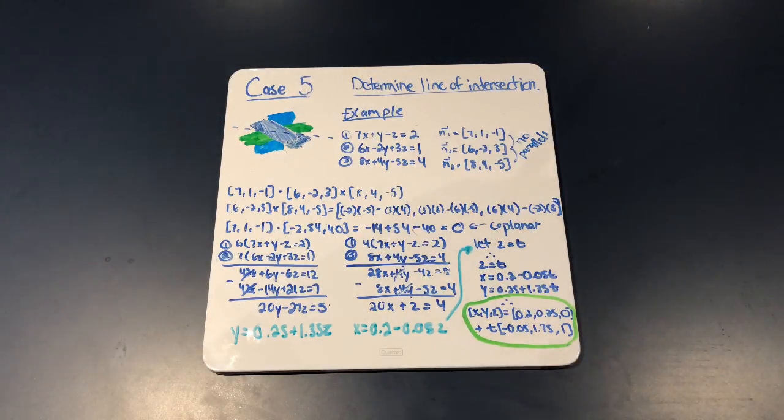Basically, what this does is make it easier for us to plug in a value and get some numbers out since they're all in one variable. So what we have here is now the line of intersection, which is (x, y, z) = (0.2, 0.25, 0) + t(-0.05, 1.35, 1). And that's how you find the line of intersection for 3 planes.